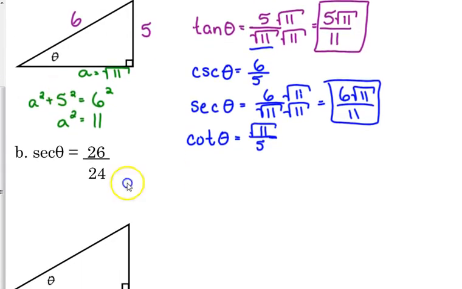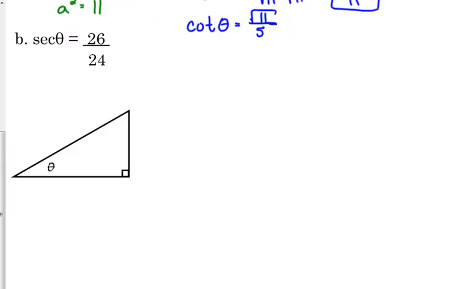So, let's get another one. Let's say that we are told that the secant is equal to 26 over 24. Now, I fully realize that 26 over 24 will simplify. Let's just leave it the way it is, though, because we're talking about the legs of a triangle. Secant is the reciprocal of cosine, so that means it's the hypotenuse over the adjacent. So our hypotenuse is 26, and the adjacent is 24.